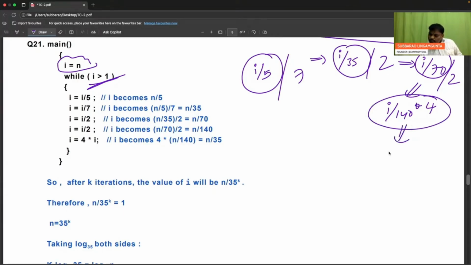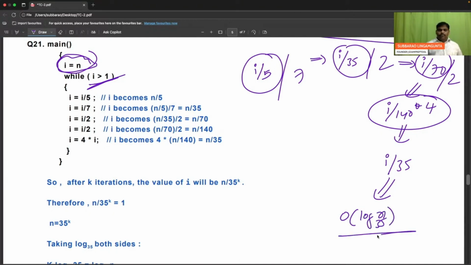Overall i by 35. So what I mean to say is, already you started with a big number, right? Overall, every time you are dividing by 35. Always dividing by 35. Answer is log n base 35. Careful. Always you are dividing by 35. Log n base 35.